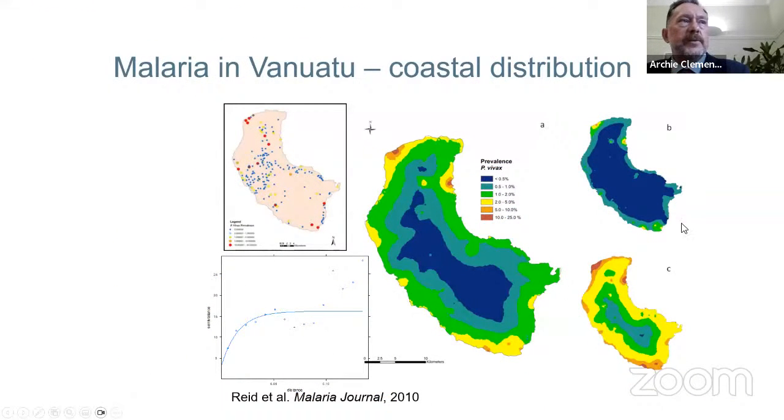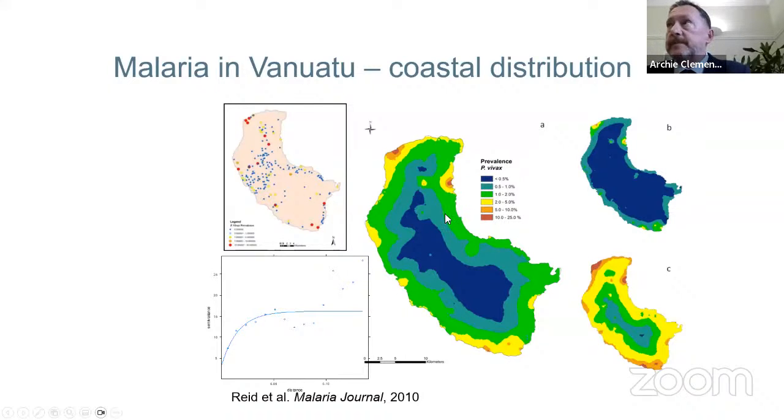Here's another spatial prediction study. This is Plasmodium vivax malaria in Tanna Island in Vanuatu, which is another country in Melanesia. Again, we had distance to coastline as a covariate, and we predicted a higher risk of infection in coastal areas because, again, that's where the mosquitoes were present.